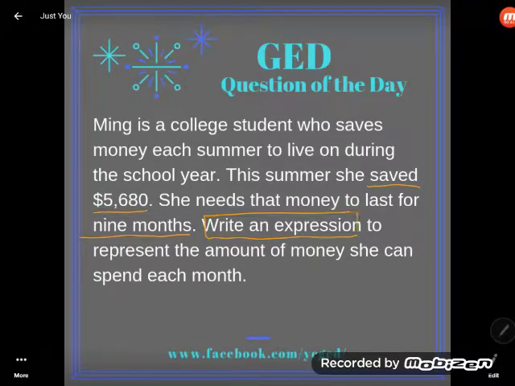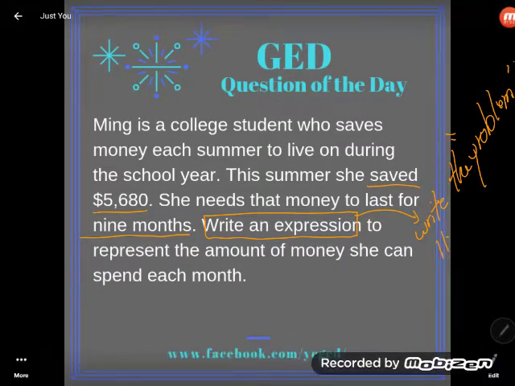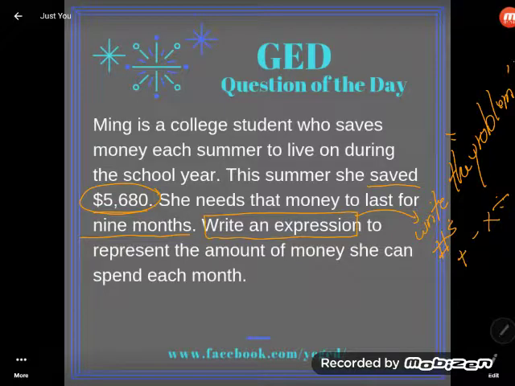What do they mean when they say write an expression? Again, I'll just point out that GED students usually think of the expression as the problem. Weird, because they're not looking for what you think of as the answer here. They're looking for an expression, a mathematical statement. An expression will use numbers and operation symbols like plus, minus, multiply, divide, and so forth. So we're going to use these numbers they gave us, the 5,680 and the 9 months, with some mathematical operation in an expression.